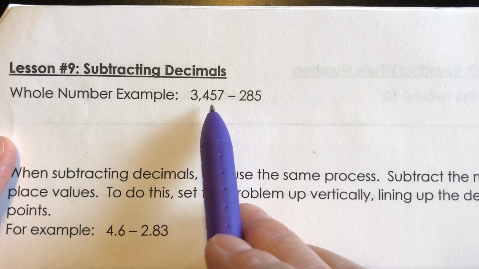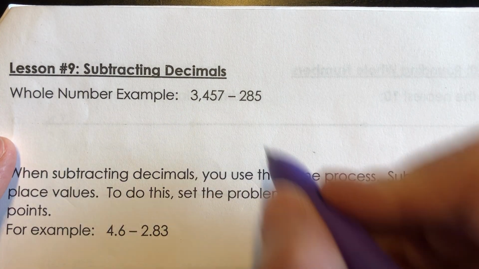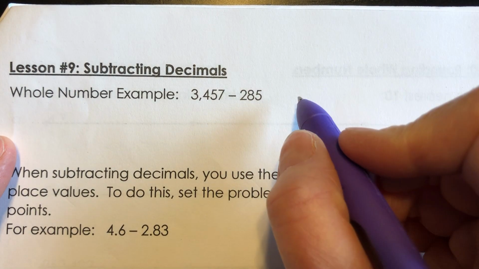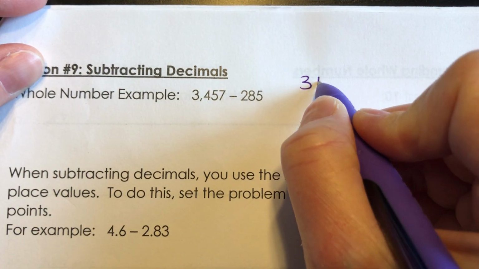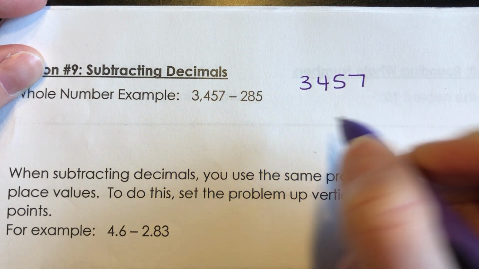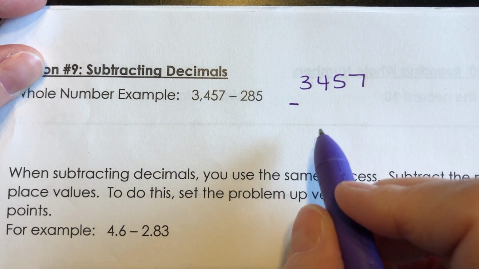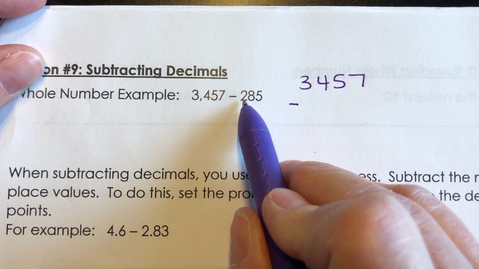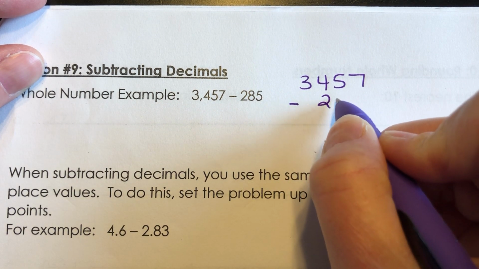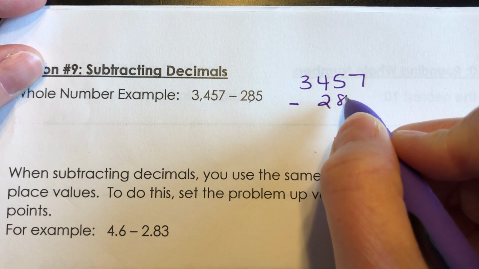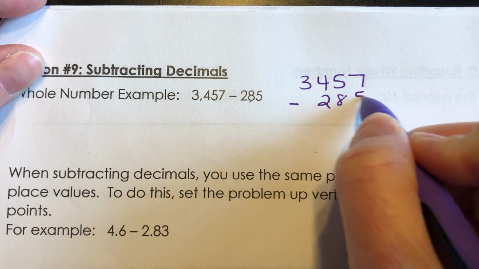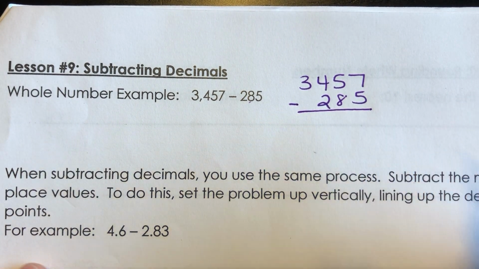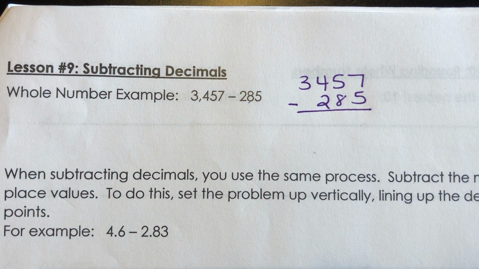If you have 3,457 minus 285, we always have to have that first number on the top because you can't change the order when you subtract. So we would take the 3,457, and when we subtract 285, we don't write the 2 underneath the 3 because the 2 doesn't represent thousands, it represents hundreds. So we put the 2 underneath the 4, and the 8 underneath the 5, and we put the 5 underneath the 7 because we have to have those places lined up. And then we go about our business of subtracting.